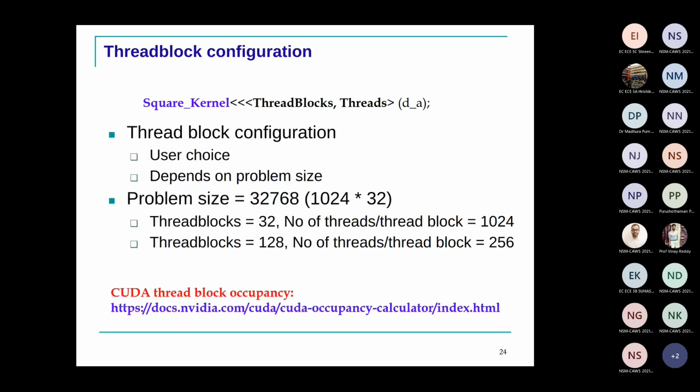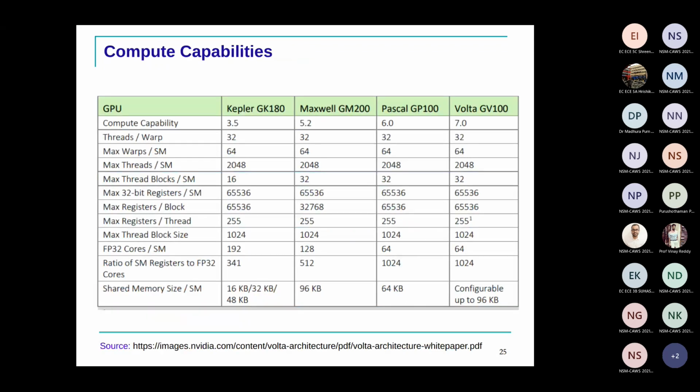And as I said, you cannot arbitrarily specify the number of threads and thread block sizes. There is a limit on how many threads you can specify in each thread block. You can get it from the GPU specification. If you see here, this is the data sheet you can get from NVIDIA. The max thread block size is 1024 for various GPUs.